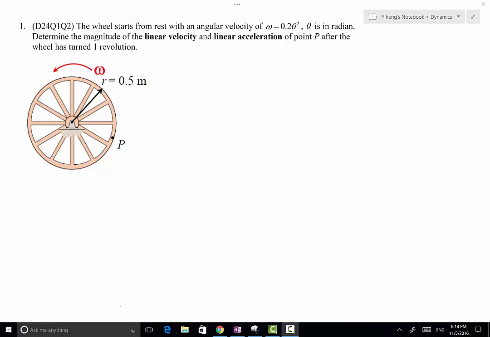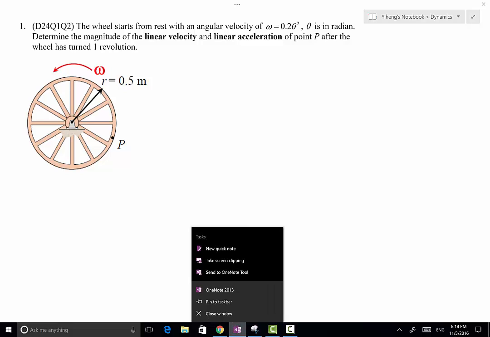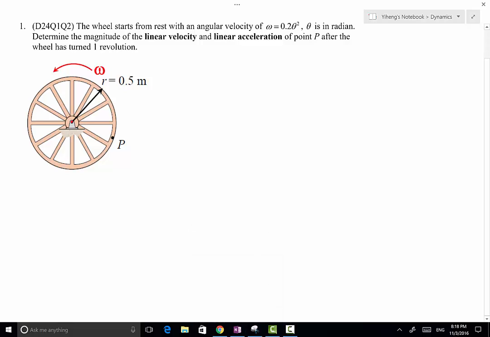In this problem, we have a wheel that is rotating about a fixed center because it's fixed here. And it has an angular velocity of omega that equals 0.2 theta squared. Theta is the angular displacement in radians. And we need to determine the magnitude of linear velocity and linear acceleration of the point P on this wheel after the wheel has turned 1 revolution.